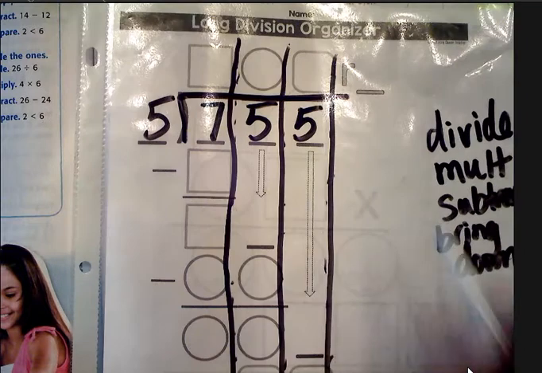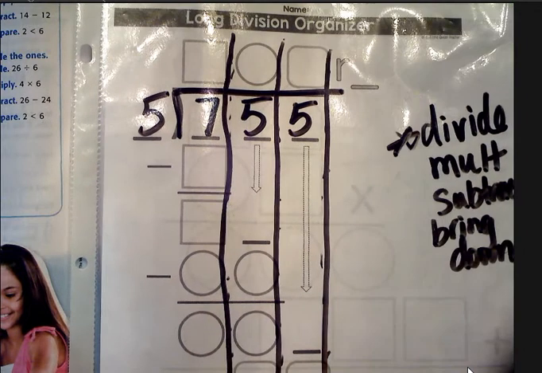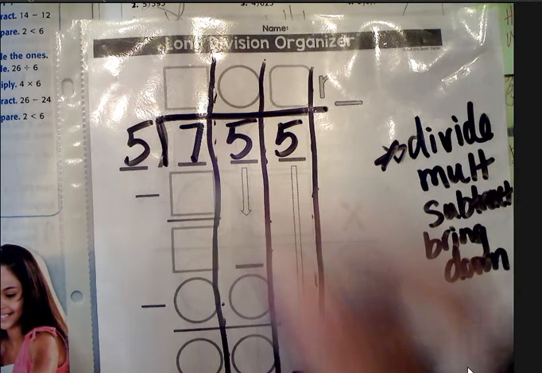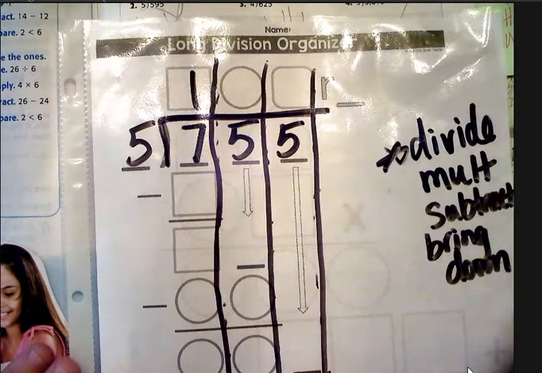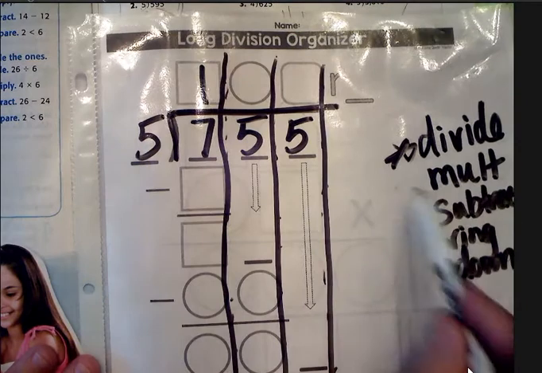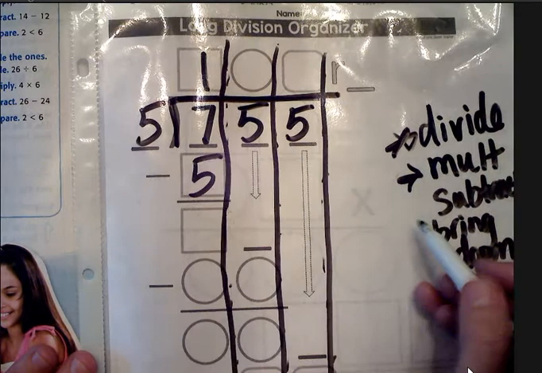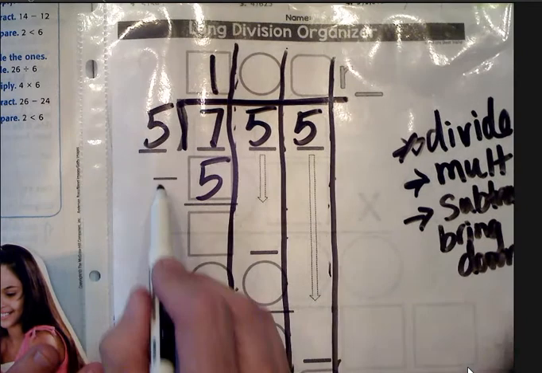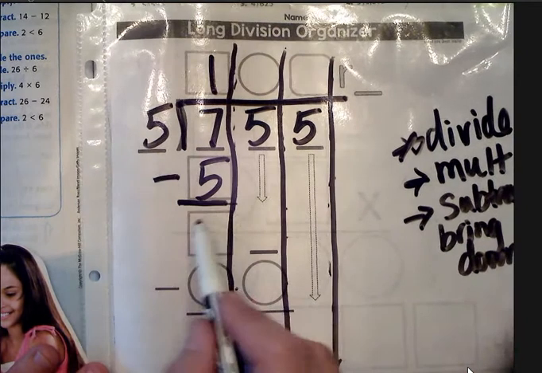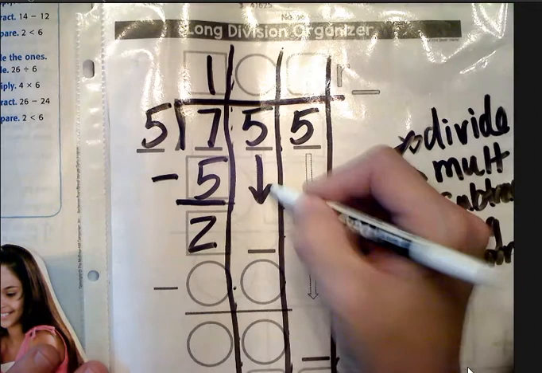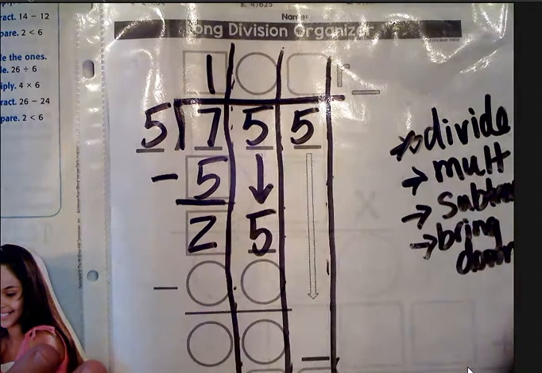Okay, step 1 is divide. How many times does 5 go into 7? 5 can multiply into 7 only one time. 1 times 5, we multiply. Next step, 1 times 5 is 5. Next step is to subtract. 7 minus 5 is 2. Next step is to bring down. I'm going to bring this 5 down right there, and then I start my steps all over again.